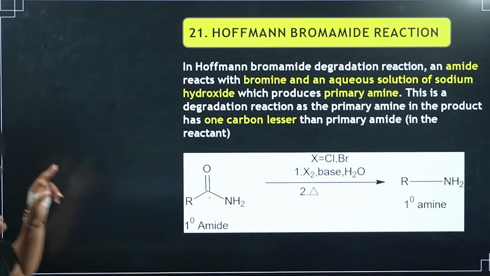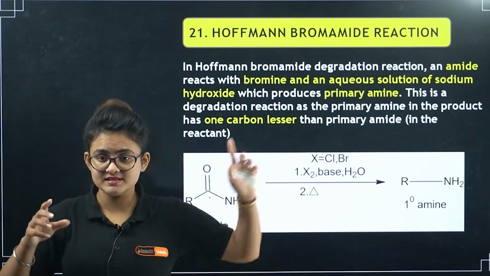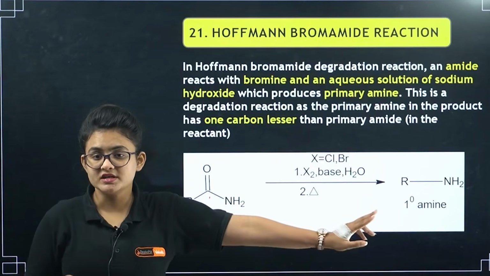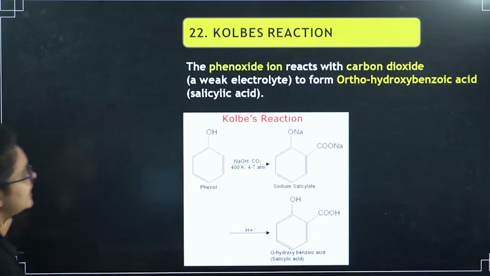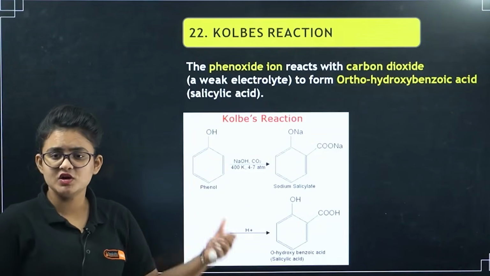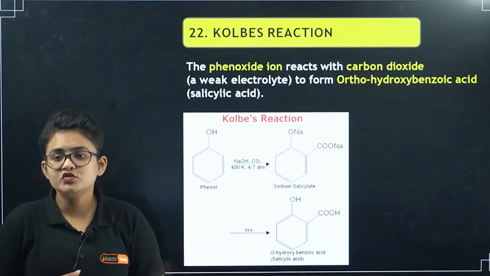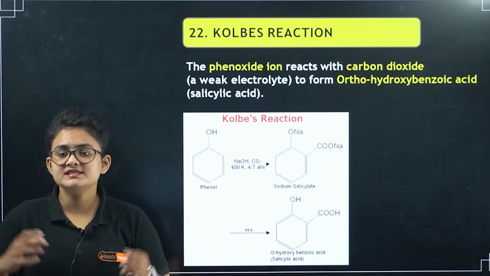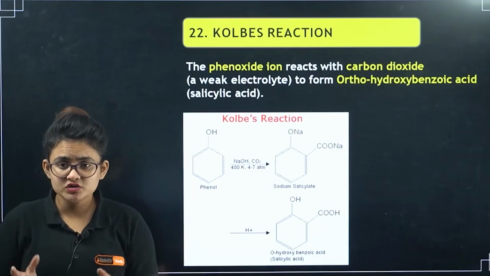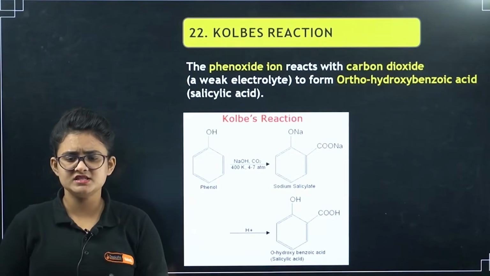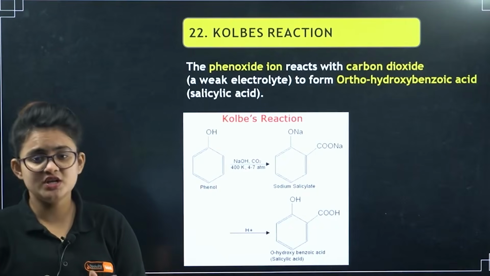Let's proceed. Please focus whenever I am telling what is the starting material, what is the reagent, and what is the product. That's it. Next, here you can see it's Kolbe's reaction. So Kolbe's reaction is something where you have to start from the phenol. You have to treat it with NaOH and CO2, and then you will end up with salicylic acid, that is ortho-hydroxybenzoic acid. Okay, very famous reaction, and it comes in the examination as well.